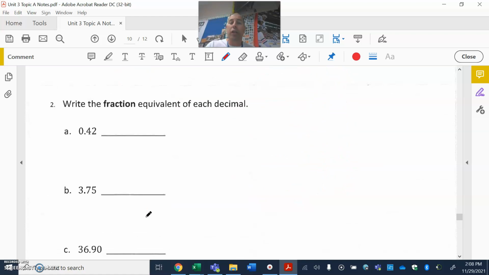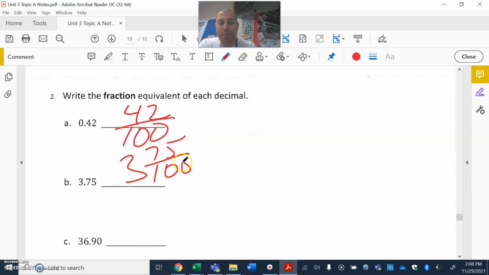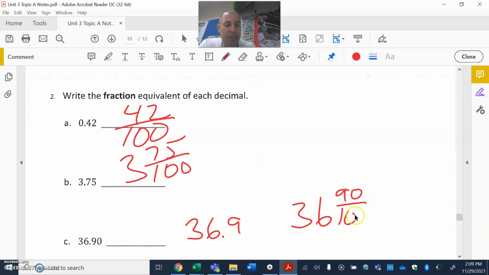All right, so we're going to go the other way. We just say it with place value. So this is 42 hundredths. So that would be a 42, a fraction bar, and a 100. Here is 3 and 75 hundredths. So 3, 75 over 100. And lastly, 36 and, well, it says 90 hundredths, but that 0 doesn't need to be there. So that's really the exact same thing as 36 and 9 tenths. So if you said 36 and 90 hundredths because of the original problem, that's okay. We could also say the 36 and the 9 tenths to go along with it.